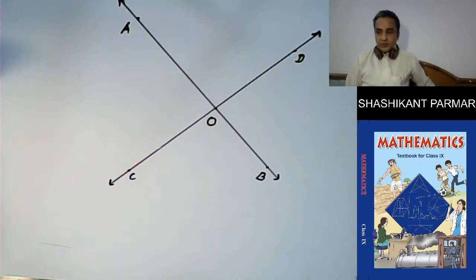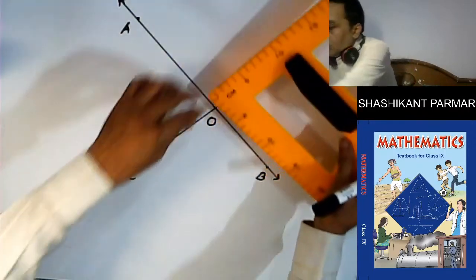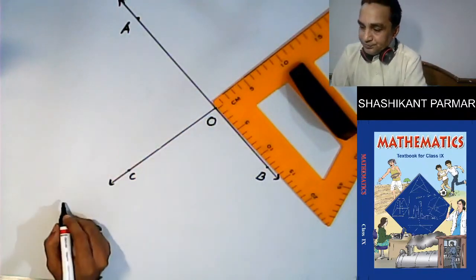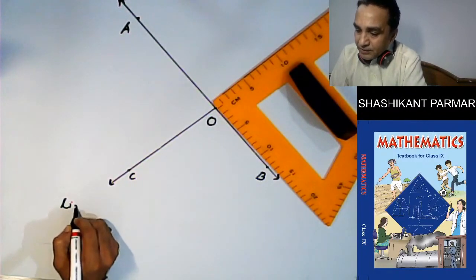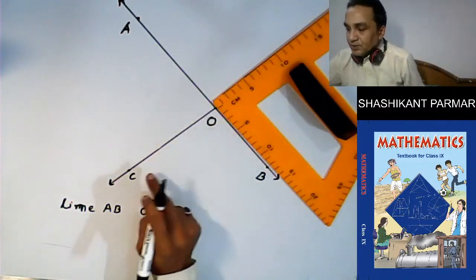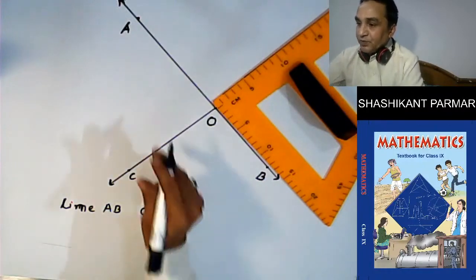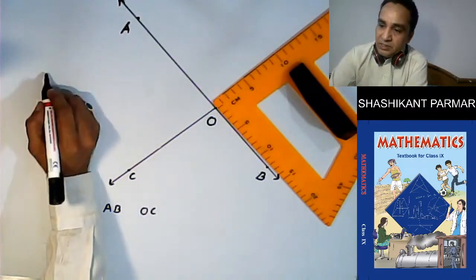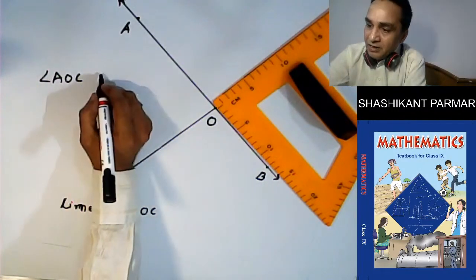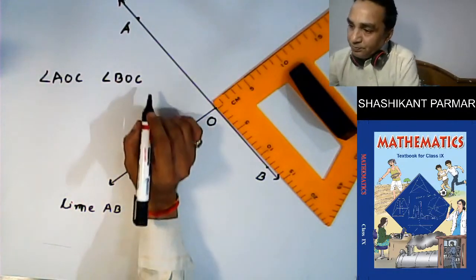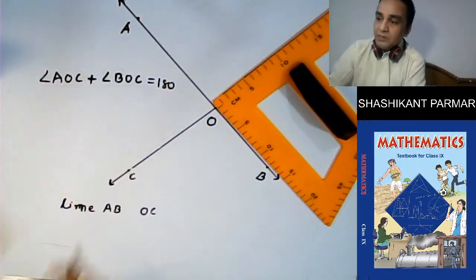Now, forget this. So now, on line AB, a ray OC forms two adjacent angles, which are angle AOC and angle BOC. So the sum of angle AOC and angle BOC is 180, from our axiom first.